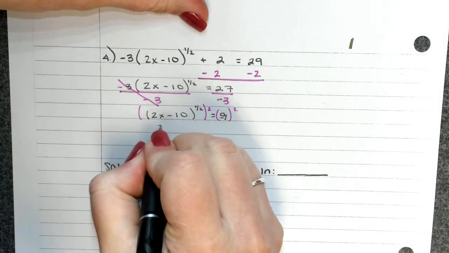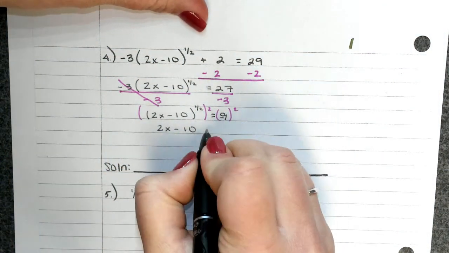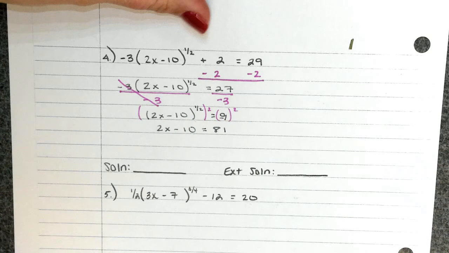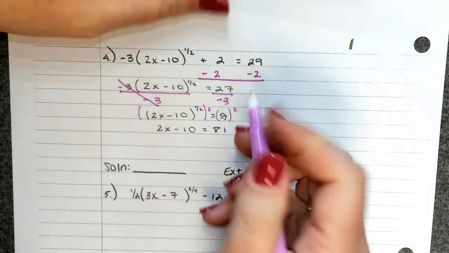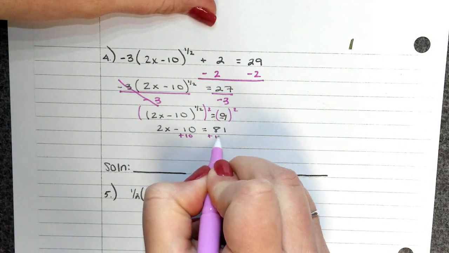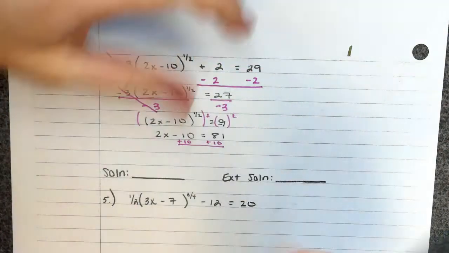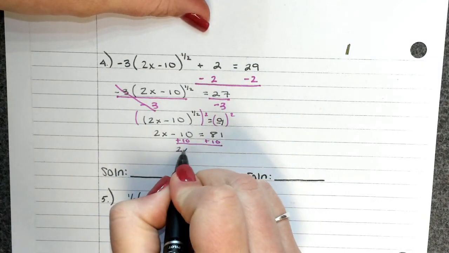Okay. And what do we get when we did that? 2x minus 10 equals 81. Good. All right, number 22, what comes next? Add 10 to both sides. And I get? 2x equals 91.